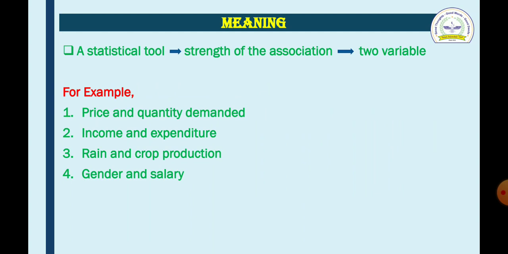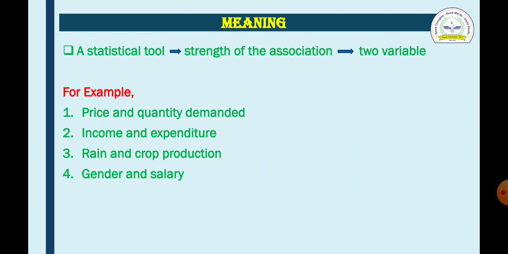Correlation analysis is a statistical tool to study the strength of the association between two variables. So, in this session, I am going to discuss the correlation analysis for two variables only. We can also use correlation analysis to find the association for more than two variables, but in this session I am going to discuss only two variables.